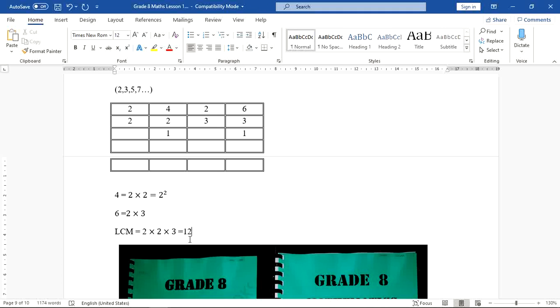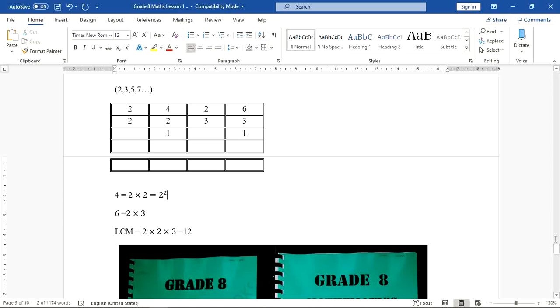Let me just repeat that. The 4 has 2 times 2, and 6 has 2 times 3. So they both have a 2, and these two will combine and form one 2. Here, there's a leftover of a 2 and a leftover of a 3, so you just bring them down. This 2 will come here and this 3 will come there. Then you multiply the 3 numbers together. That will be your LCM for the 2 numbers.